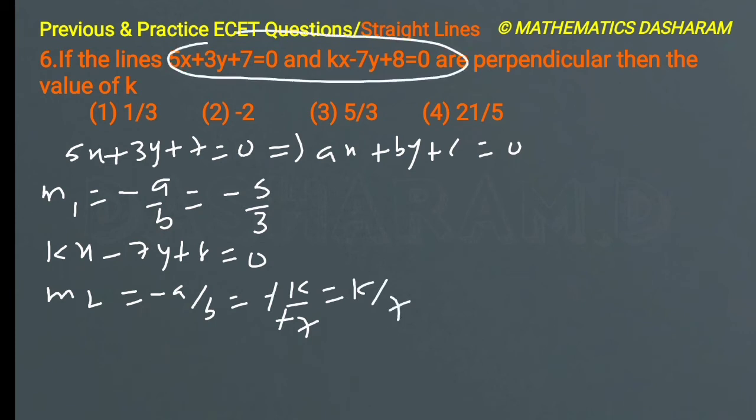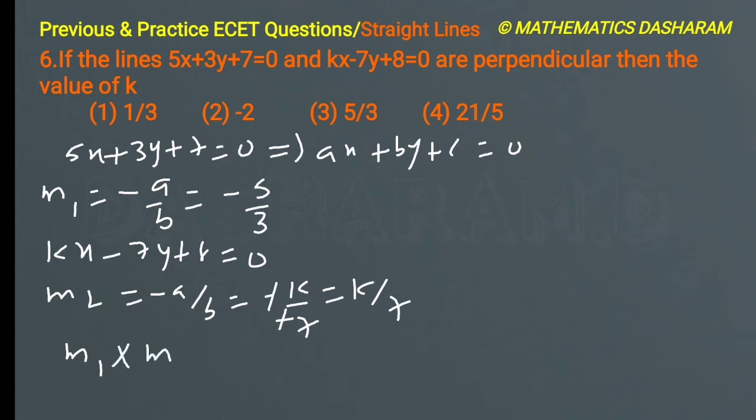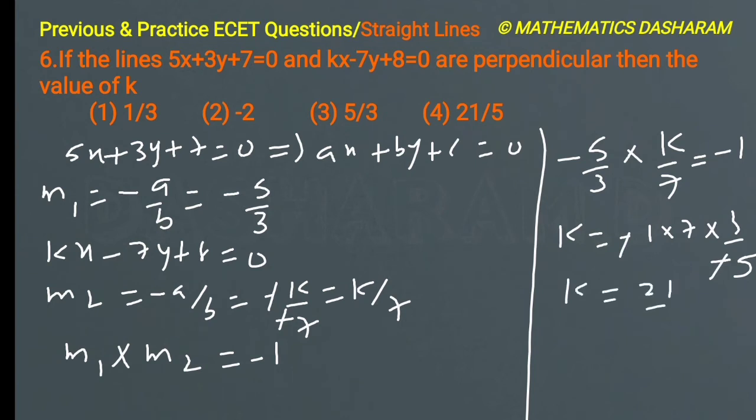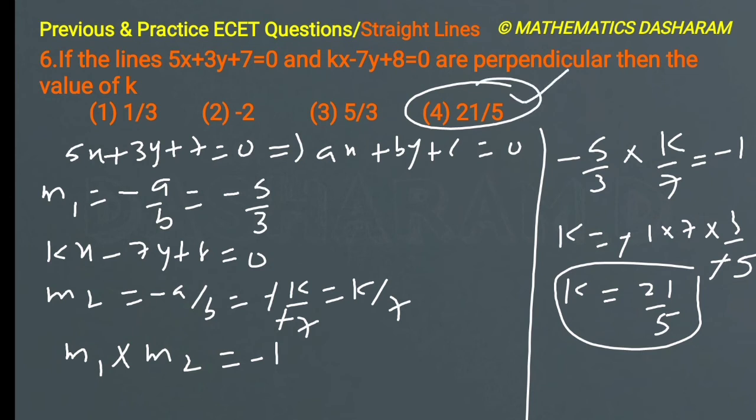But these two lines are perpendicular to each other. Then the condition is m1 into m2 equals -1. So m1 is -5/3 and m2 is k/7, equals -1. Then the k value is -1 into 7 into 3 by -5. Minus minus cancel, k equals 7 threes are 21 by 5. So the required answer is option 4.